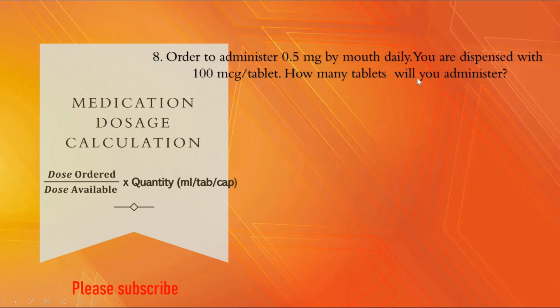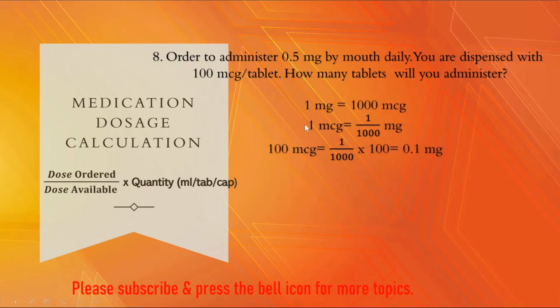So you have all the values, but you can see the dose ordered and dose available are not in the same unit. So you have to convert microgram into milligram. To convert, 1 milligram is equal to 1000 microgram. So 1 microgram is 1 by 1000 milligram. So 100 microgram is 1 by 1000 into 100, that is 0.1 milligram. So you have the dose available as 0.1 milligram.